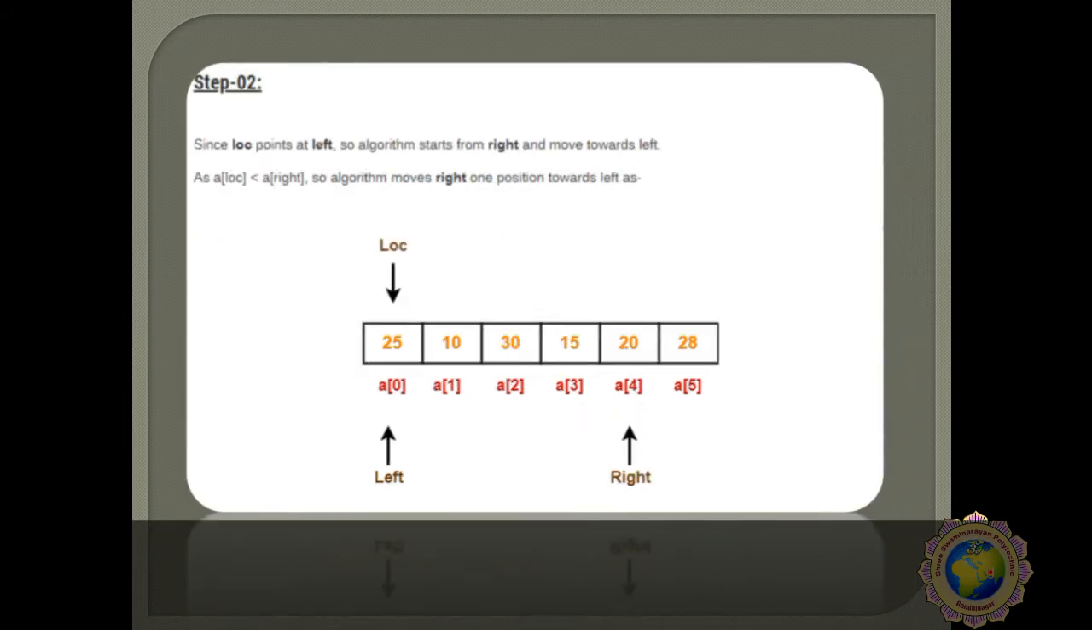Next, since local points at left, the algorithm starts from right and moves towards left, and we can apply this type of situation. Here local is considered as i. So if array of local is less than array of right, the algorithm moves right one position toward left.